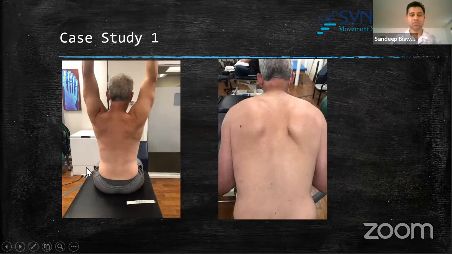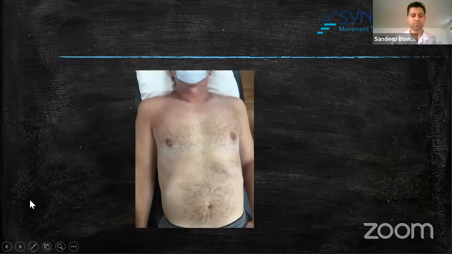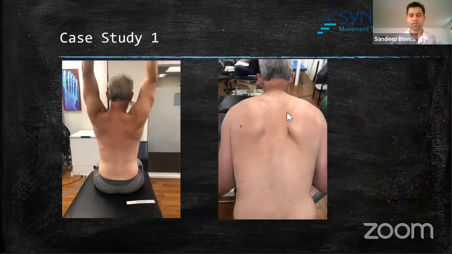Okay, here you see a case study. The patient came in with right shoulder pain and right-sided neck pain after he threw a ball, after which he started having these symptoms. You can see how the fascial forces are not aligning properly over here. And this is again one of the fascial dynamic motion tests we do, a push-off test.